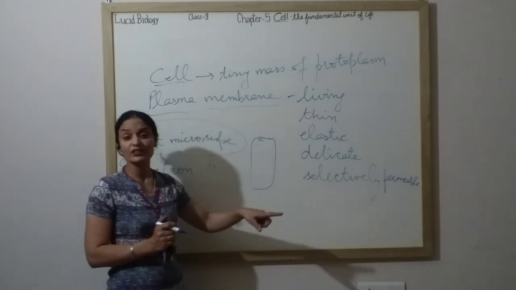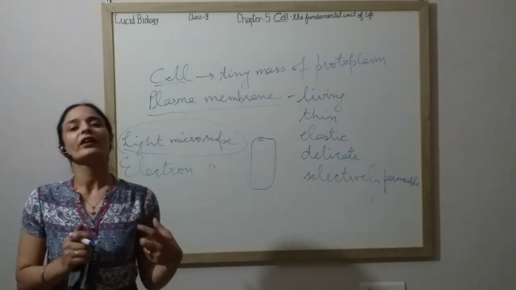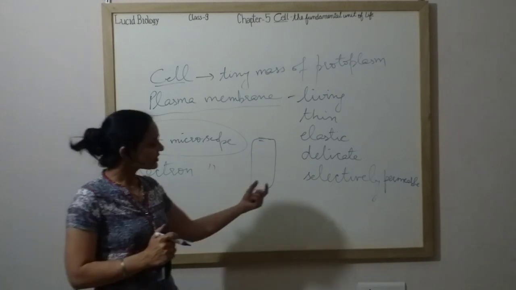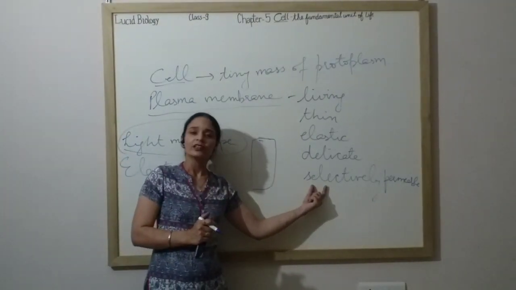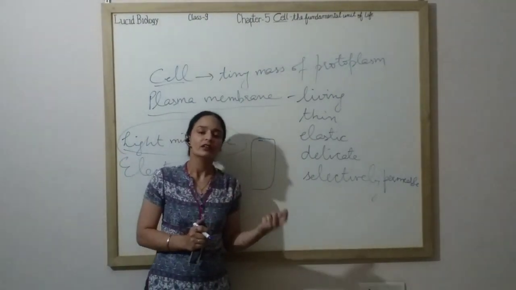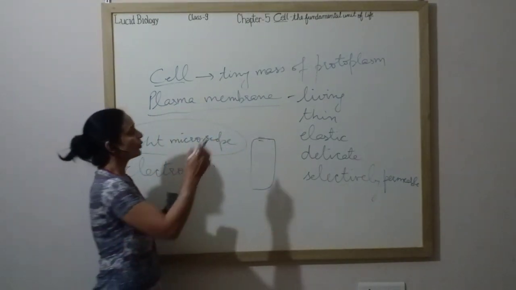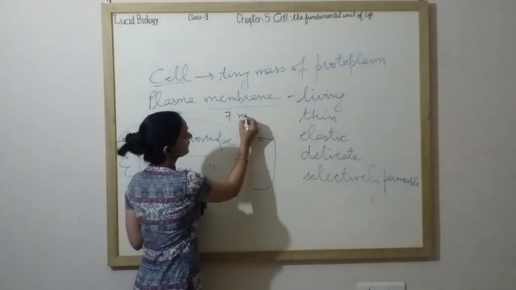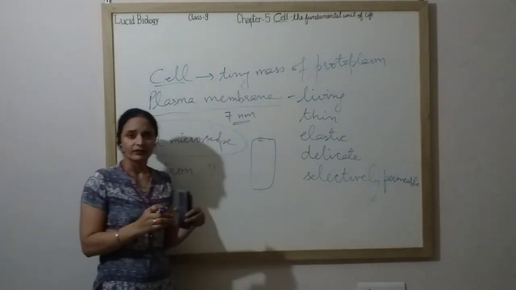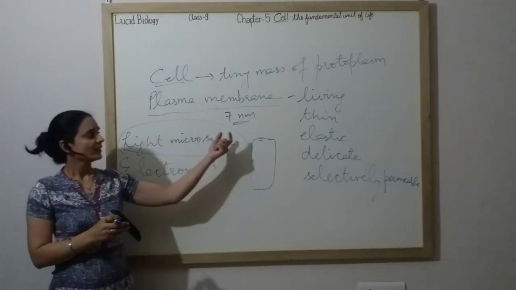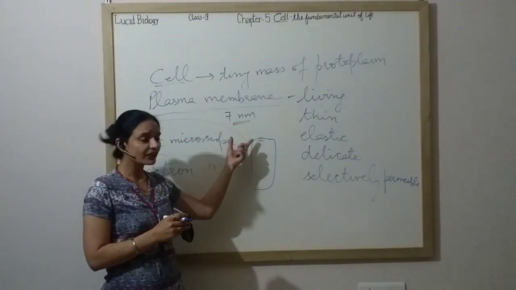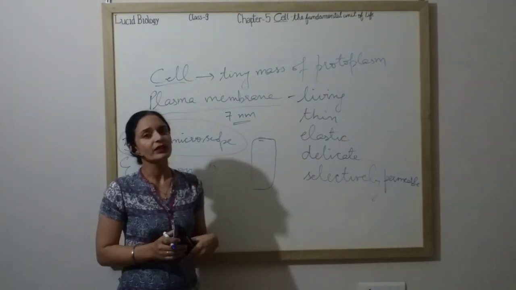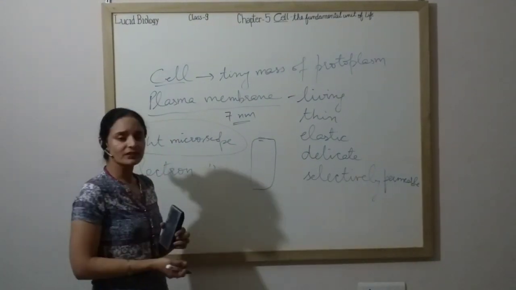Selectively permeable means it does not allow every substance to enter and leave the cell. Only some selected substances are allowed to enter and leave the cell. And one more thing, this is 7 nanometer thick. The thickness of the plasma membrane is 7 nanometer. It is a living layer. It is selectively permeable. I hope this is clear to you.